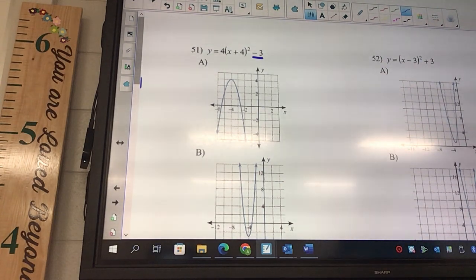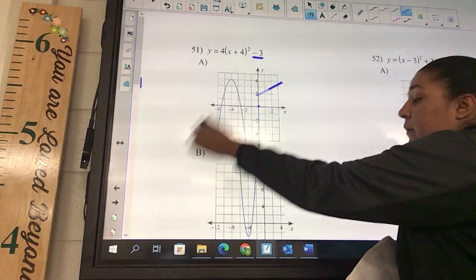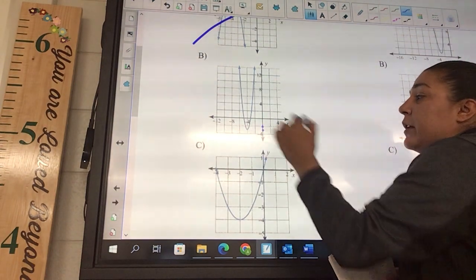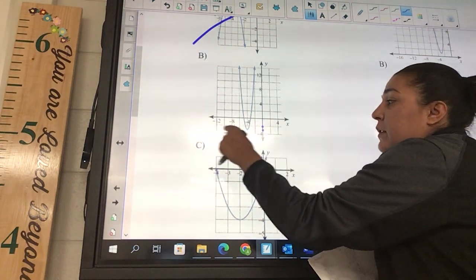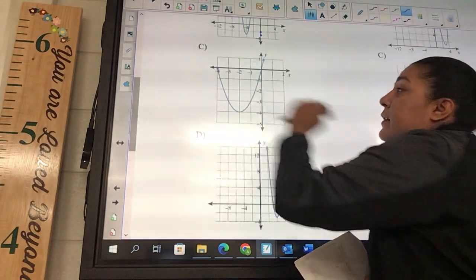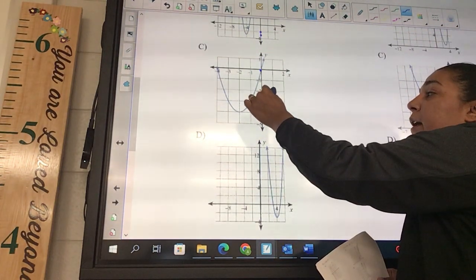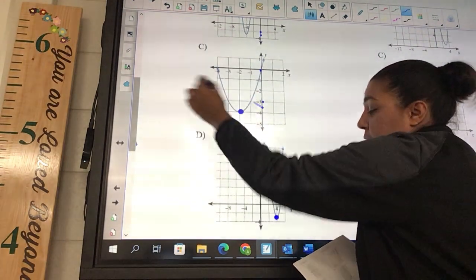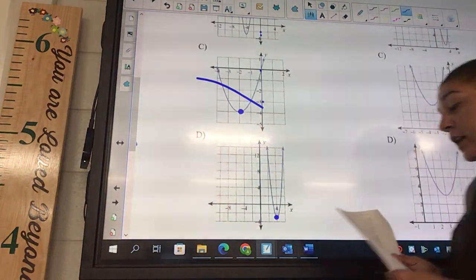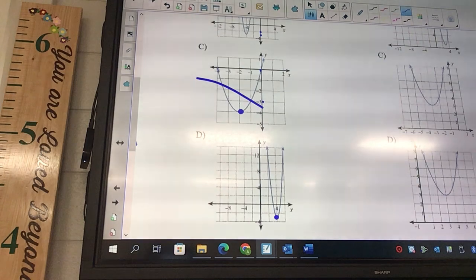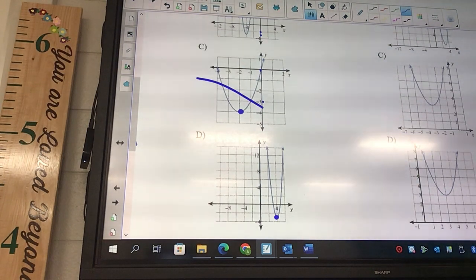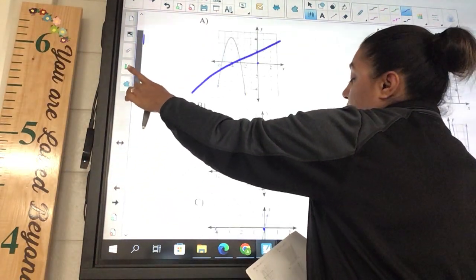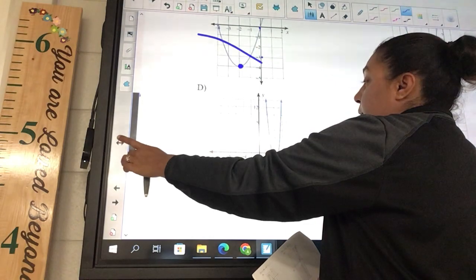Okay, if we look at 51, did this go down 3? No. Okay, what about B? Did it go down 3? Yes, right here's 2. This is 3. So it should be somewhere along this line. Okay, C, did it go down 3? Well, it's at 4. This is our vertex. That one did not. This one did. Okay, what does that plus 4 do on the inside? It goes over 4 which way? Left 4. So which one went left 4? B.